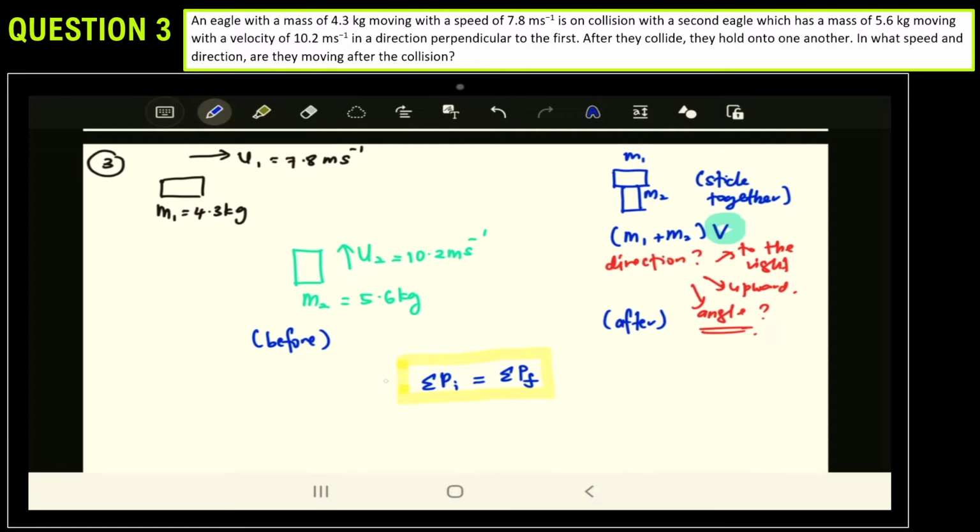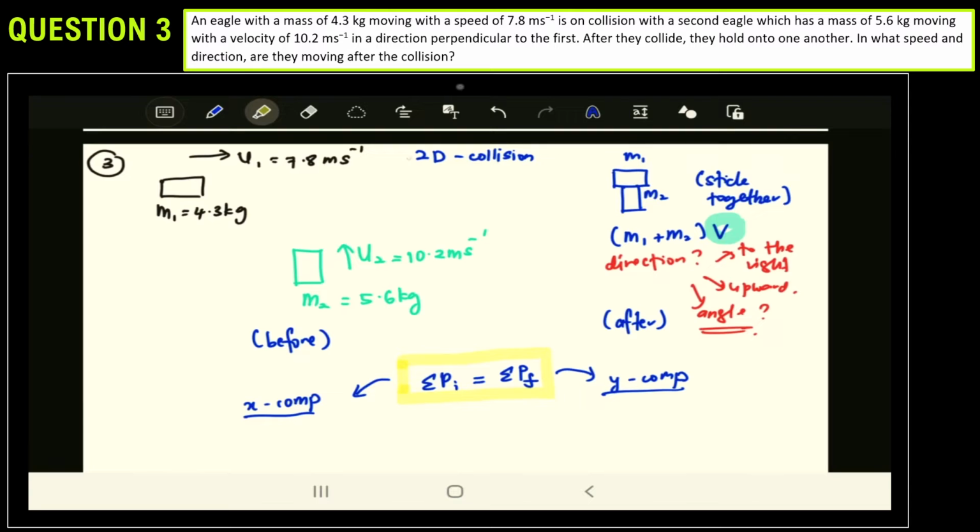Okay, so here saya akan separatekan, this is in X component and this is in Y component. Kenapa saya asingkan? Kenapa mesti asingkan? Because this is 2-dimension collision. Okay, 2D collision.